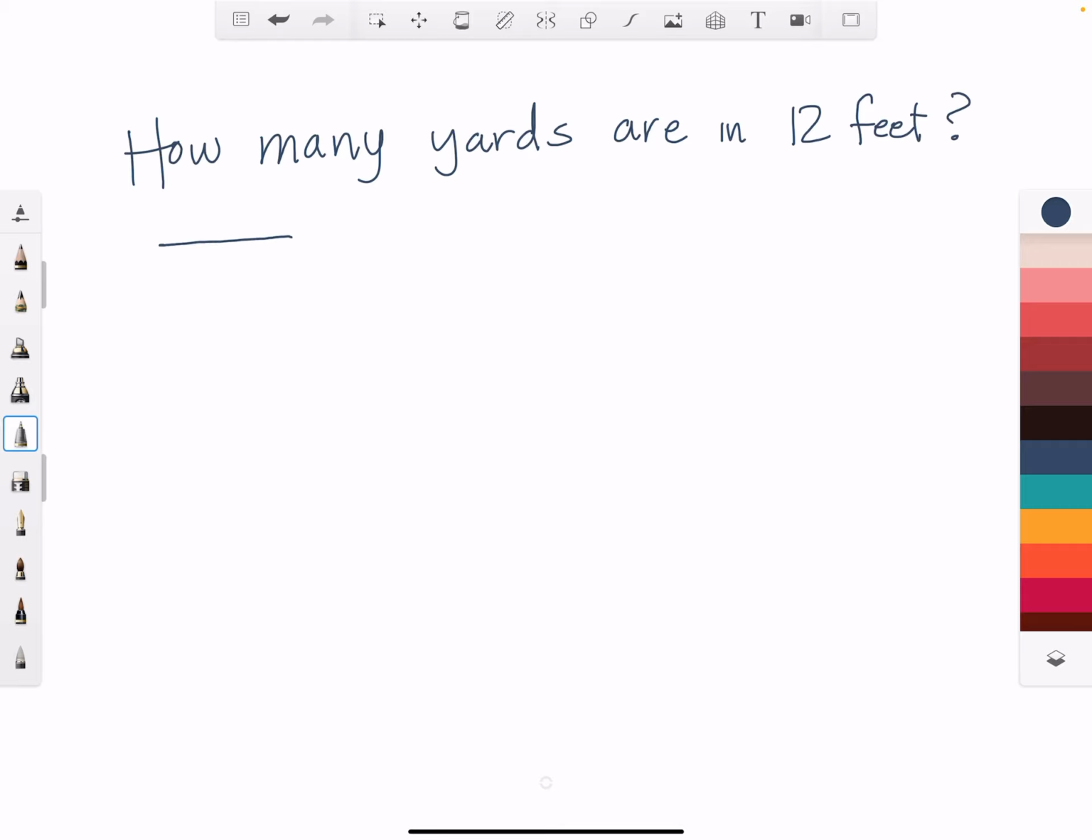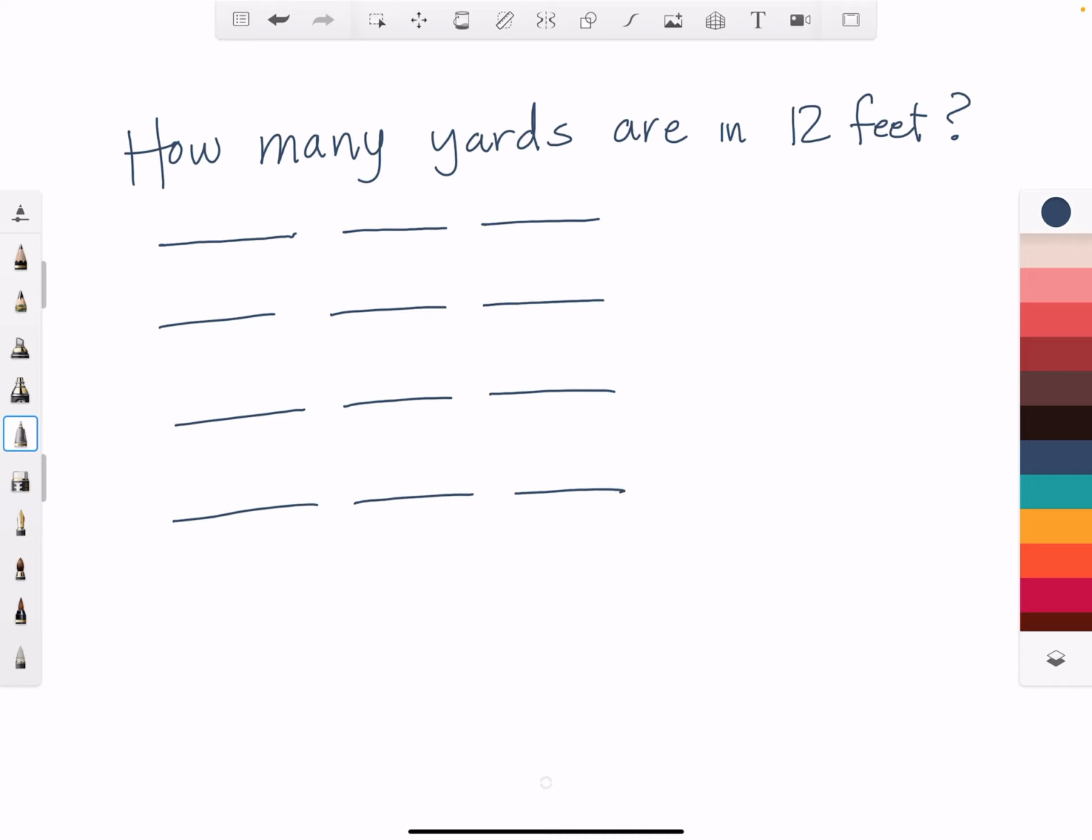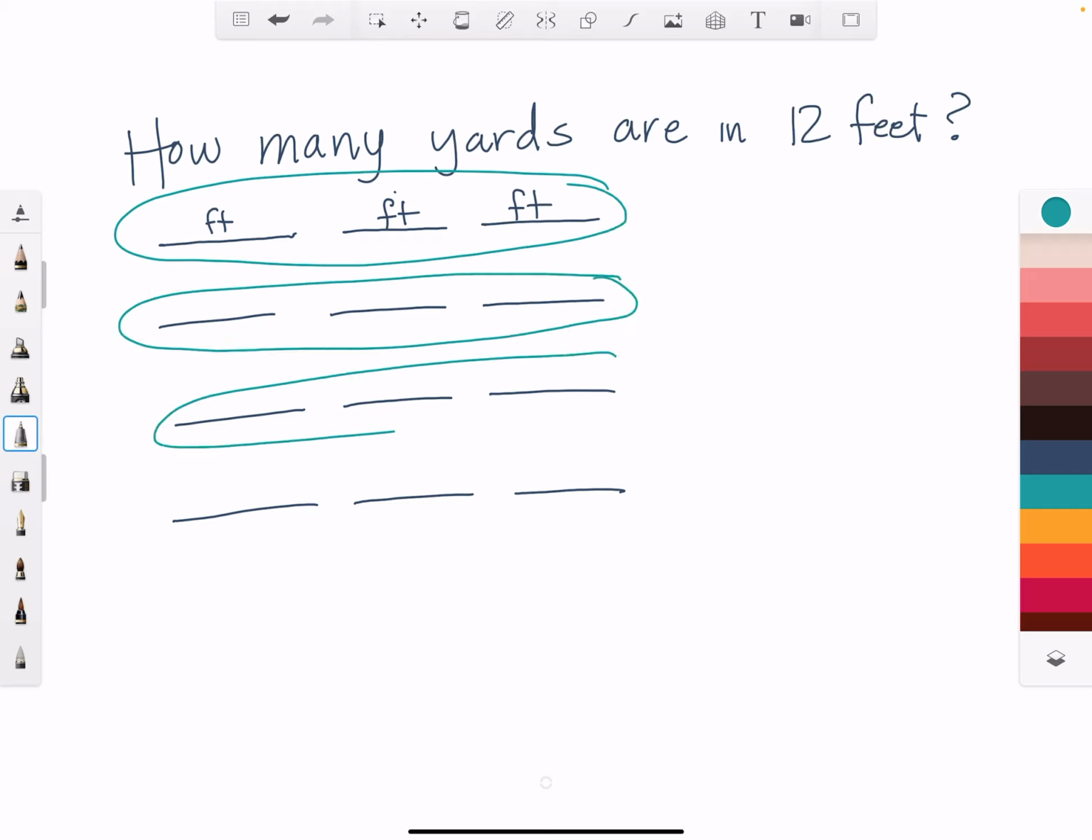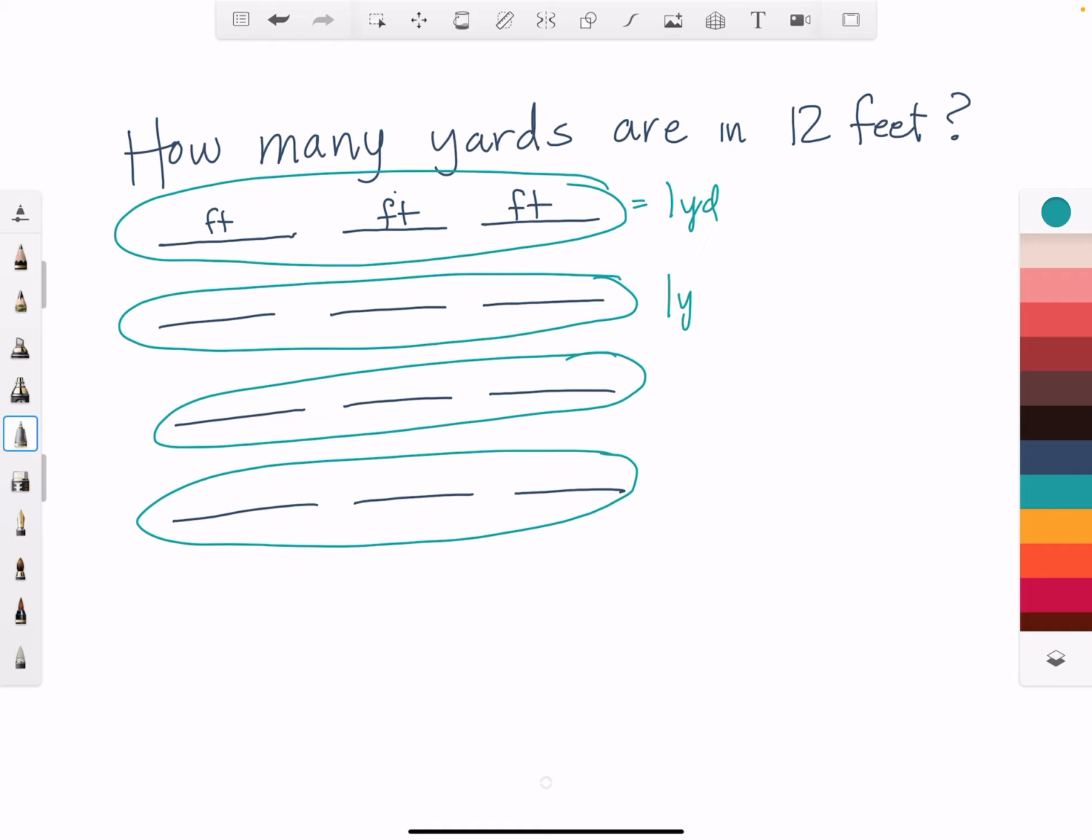Okay, so let's go ahead and start with our 12 feet. Here's 1, 2, 3, 4, 5, 6, 7, 8, 9, 10, 11, 12. So there's our 12 feet. Each of these is a foot. And remember, it takes 3 feet to make 1 yard. So here's 1 yard. Here would be another yard, and another one, and another one. And so, because 3 feet equals 1 yard, this is 1 yard, 1 yard, 1 yard, 1 yard. And so in 12 feet, we would have a total of 4 yards.